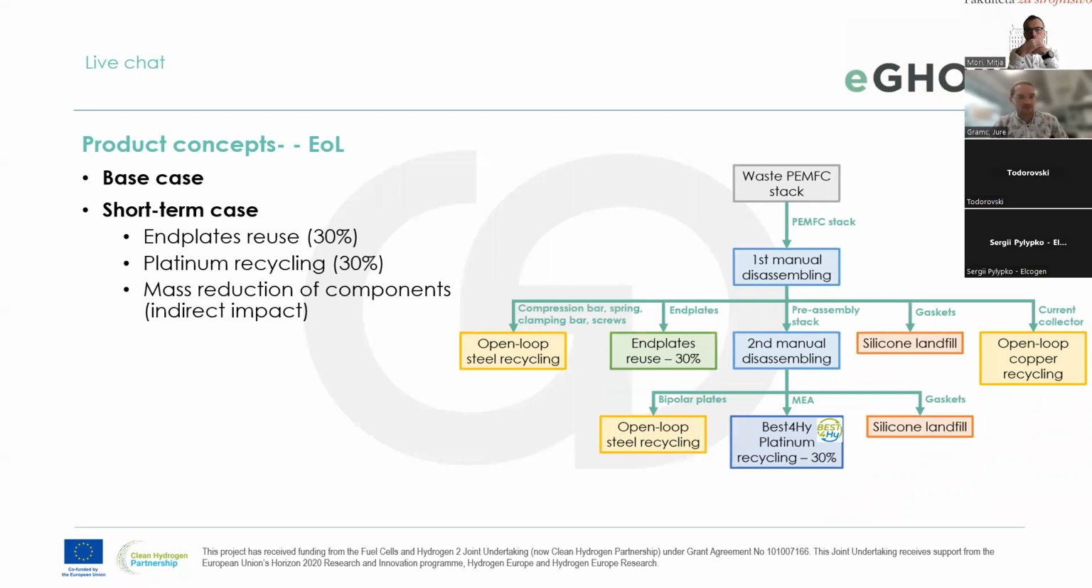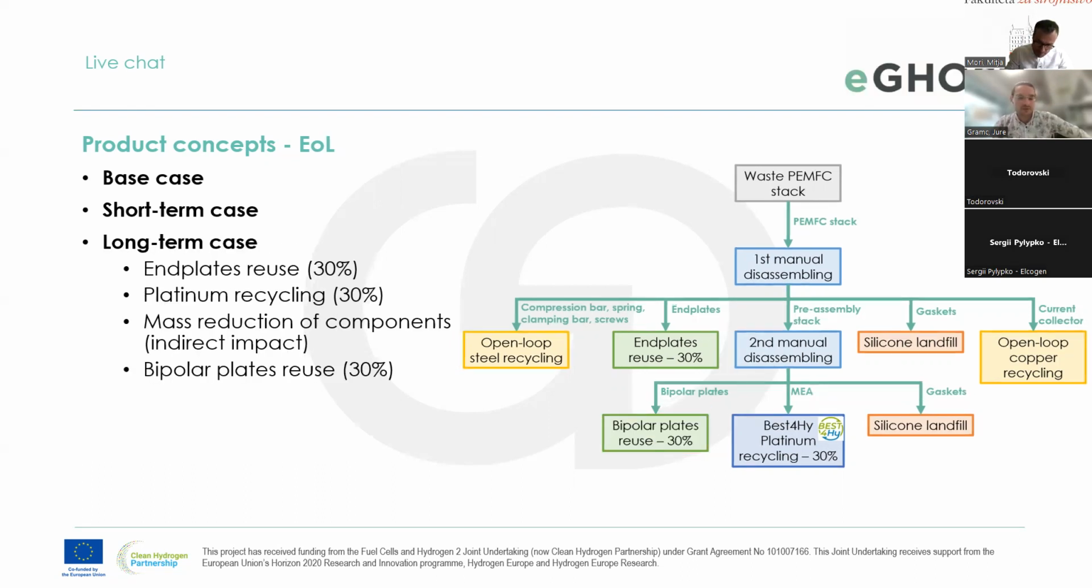If you go further, we define the short-term case. Short-term case means that the industry believes that these implementations will be held in near future, in a few years. So we will reduce and reuse the end plates, 30% of them. We will have a platinum recycling. Here we connected with Best for High project, but more on that a bit later. And the mass of all the components would be a bit lower, or at least some of them, and that also indirectly affects the end of life.